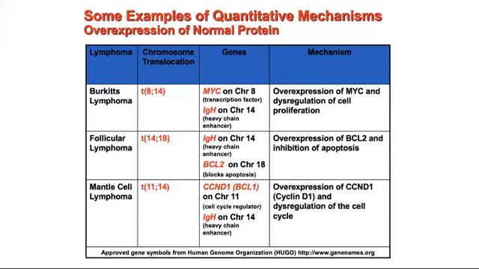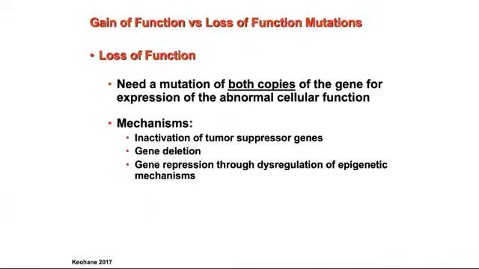Loss of function mutation. In order for a loss of function mutation to occur, there needs to be an inactivation or loss of both alleles of the gene. And I'll talk about that in the next slide.